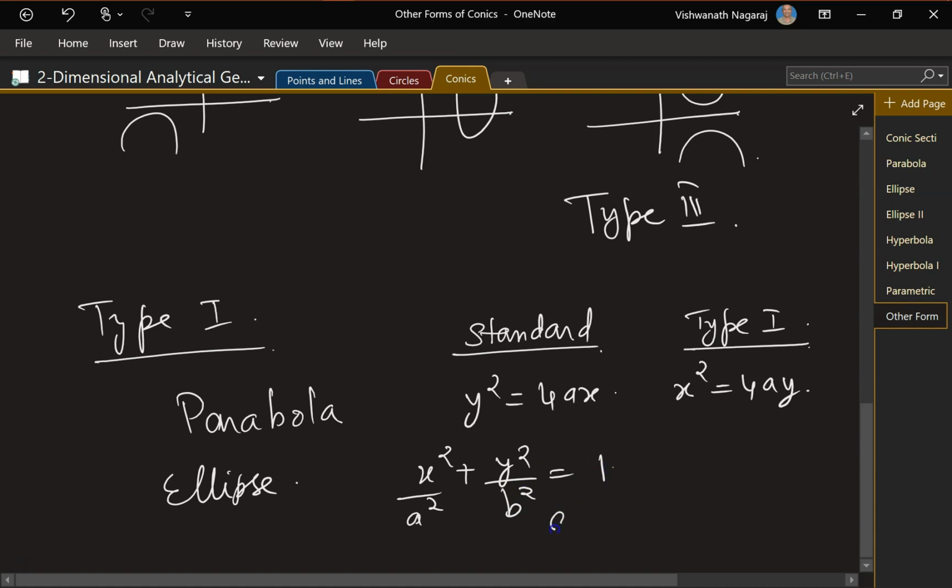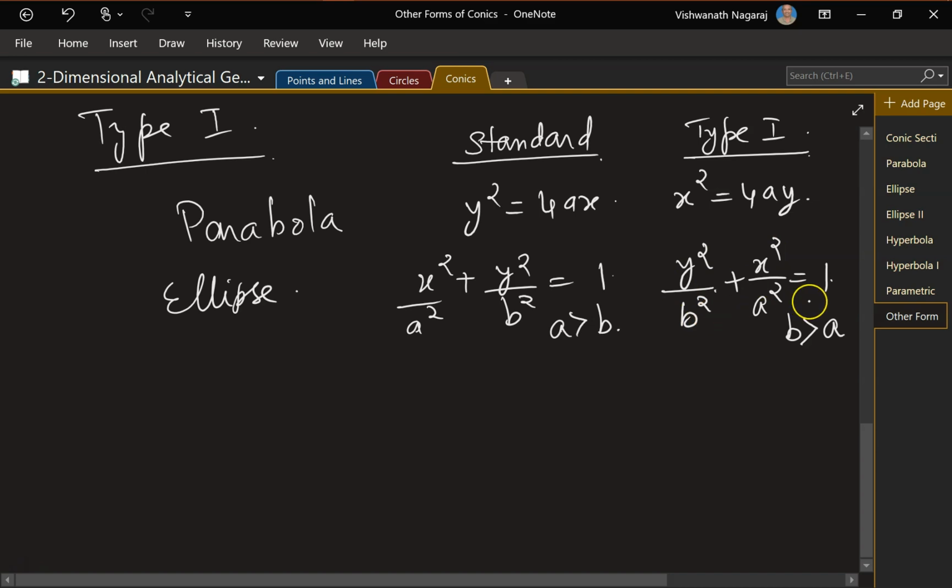Now the ellipse: this is x square by a square plus y square by b square is equal to 1, where a is greater than b. Now here you have two things, x and y, and a and b. So interchange x and y, and interchange a and b. So y square by b square plus x square by a square is equal to 1, where b is greater than a. So if you notice, the equation itself doesn't change. It reverts back to the same thing. The only thing is the condition changes: b is greater than a.